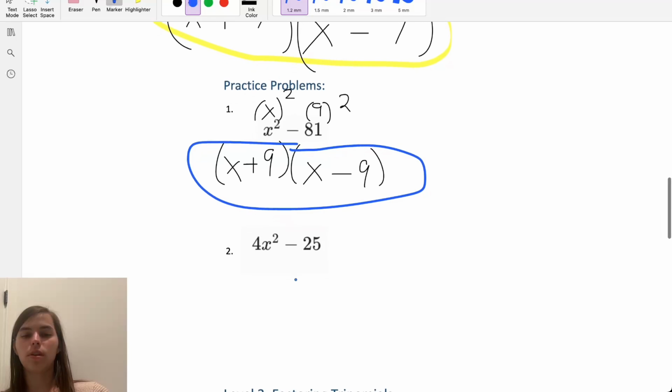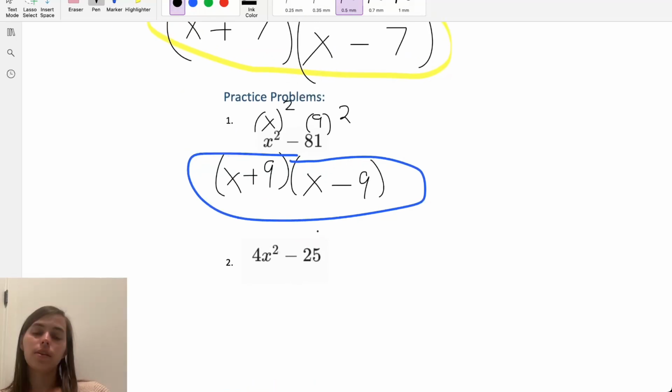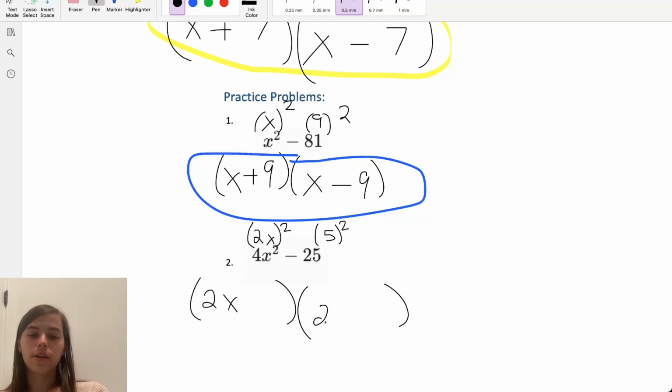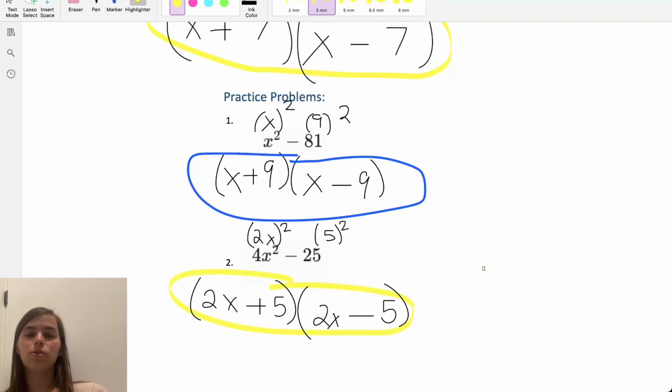Let's try one more example here. 4x squared minus 25. This one's a little bit trickier. So what do we square in order to get 4x squared? Well, in order to get x squared, we square x, but in order to get a 4, we have to square 2. So the 2x is the thing being squared, and then over here, it's 5. Now let's just set up our two sets of parentheses, and we'll put our 2x, and our 5, and 5, and remember it's going to be a positive and a negative. And there it is. So now we've gone through two of the types.